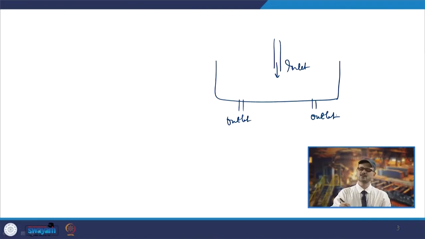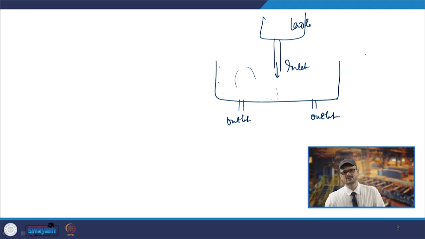For example, if you talk about a normal TUNDISH, you have the inlet, and then you may have the outlets. So, this is your inlet and these are the outlets. You have a ladle here, and from the ladle the high temperature metal comes and is poured into the TUNDISH. It strikes at this point, and then moves inside, having contact with the walls of the TUNDISH.